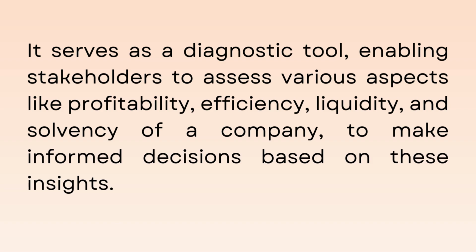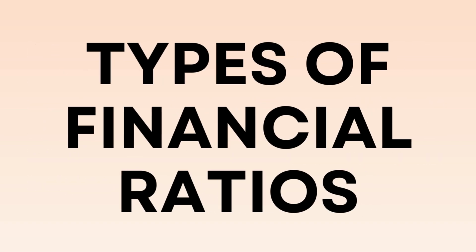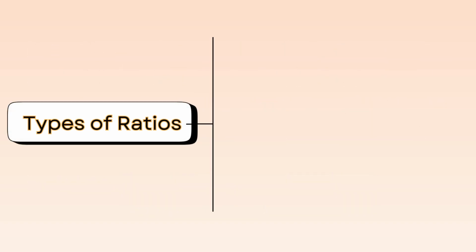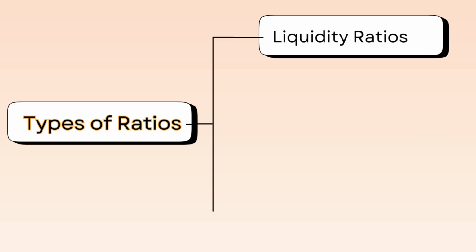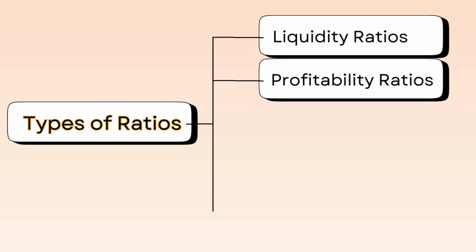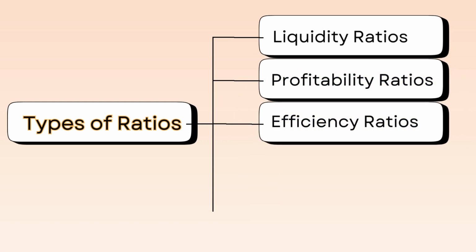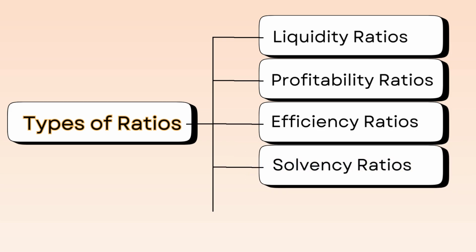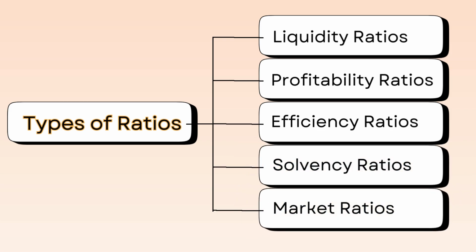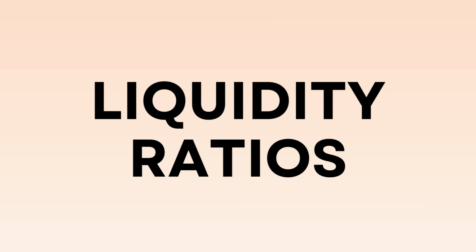Now, once we know the definition of ratio analysis, let's look at the main types of financial ratios. The main types of financial ratios include liquidity ratios, profitability ratios, efficiency ratios, solvency ratios, and market ratios. In this video, which I have named Part 1, we will understand the liquidity ratios, which are also known as the short-term solvency ratios. For the rest, I will release separate videos.